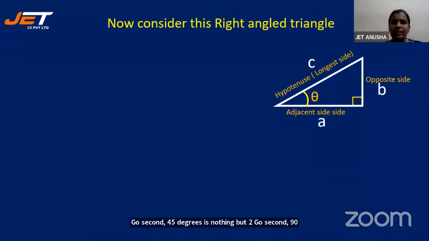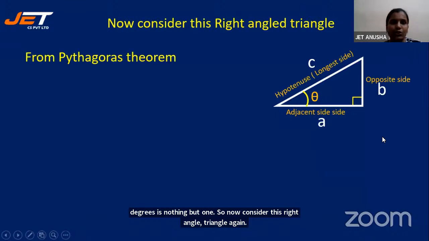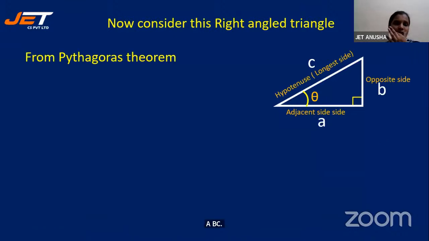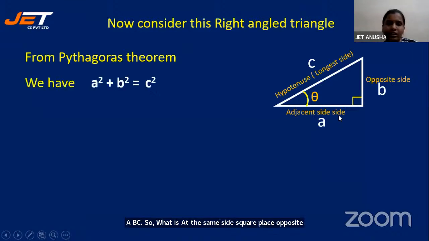So now consider this right angle triangle ABC again. From the Pythagoras theorem formula, what is the Pythagoras theorem formula? Adjacent side square plus opposite side square is equal to hypotenuse square, right? So we have A square plus B square is equal to C square. That is the formula, right?